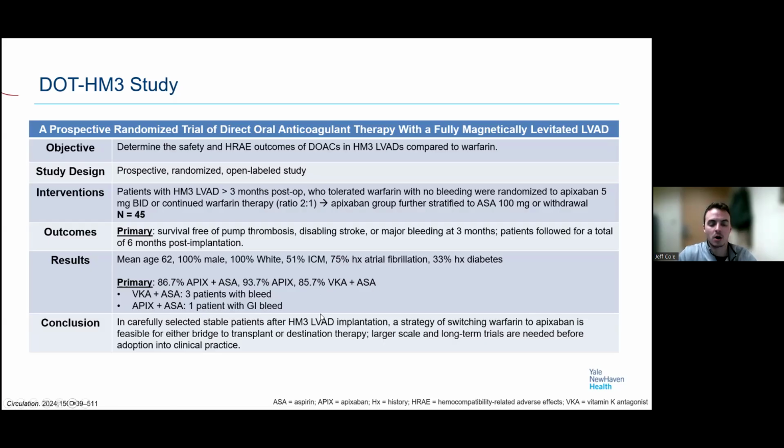And then there were a couple of patients in each group that did develop a bleed, including one patient in the apixaban plus aspirin group who developed a GI bleed. So this was once again confirming that a strategy of switching from warfarin to apixaban is feasible to either bridge to transplant or destination therapy, but still noting that larger scale and long-term trials are needed before adoption into clinical practice.